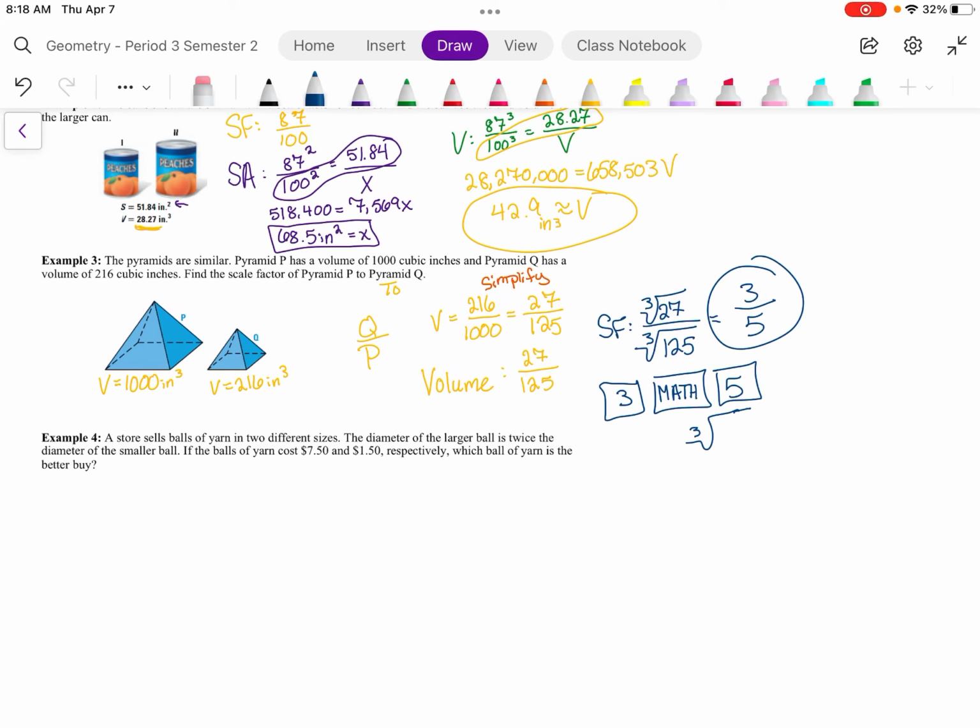And there is our answer. So that's how you can go from having the volume to getting your scale factor. And if this was surface area, instead of taking the cubed root, we would just take the square root of both of the values.